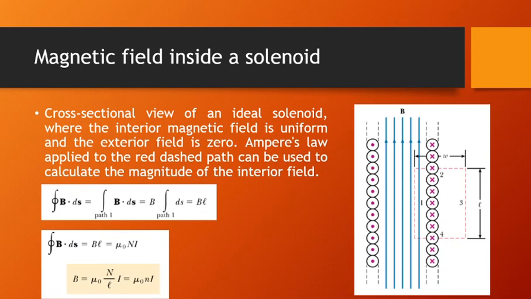And the integral of B dot ds, which is equal to BL, is equal to mu naught N I. And from here B is equal to mu naught N divided by L, times I, and it is equal to mu naught n I.